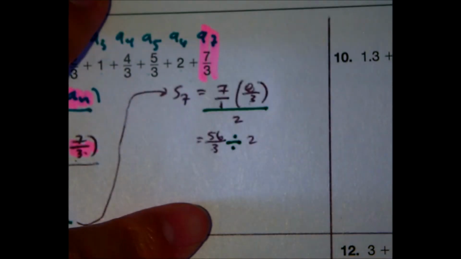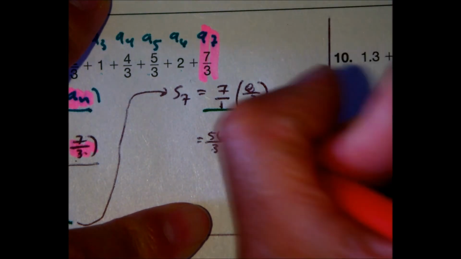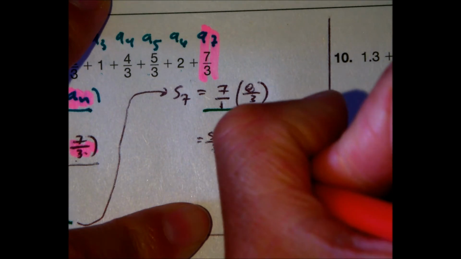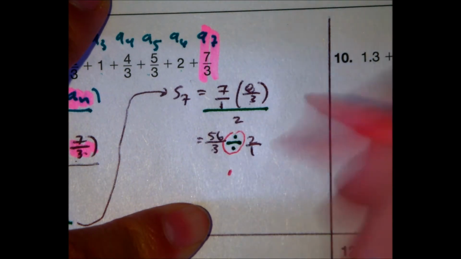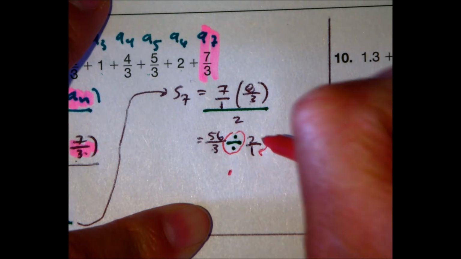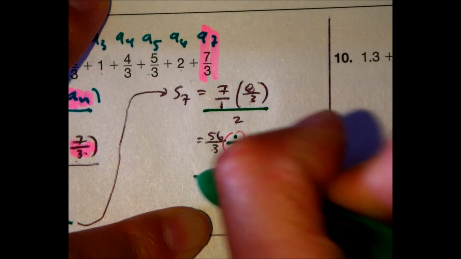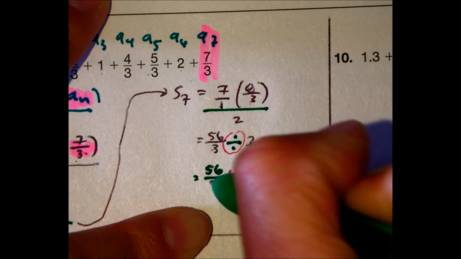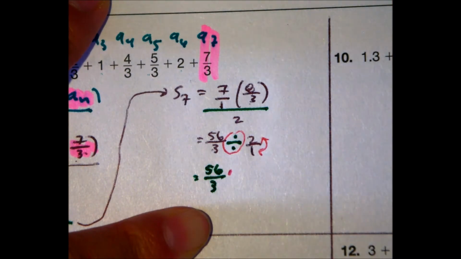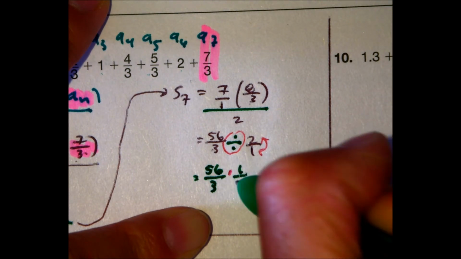How do you divide fractions? Make this one a fraction. Now what? Yeah, that turns into multiplication. And what do you do with that second part? You take the reciprocal, or flip it. Everyone say flip it? Flip it. So then now I have 56 over 3 times, should I put 2 over 1? No. 1 over 2. You're flipping it.